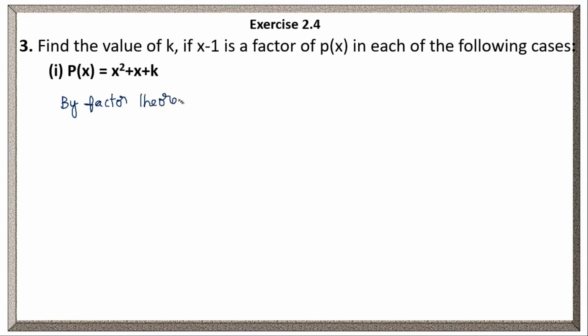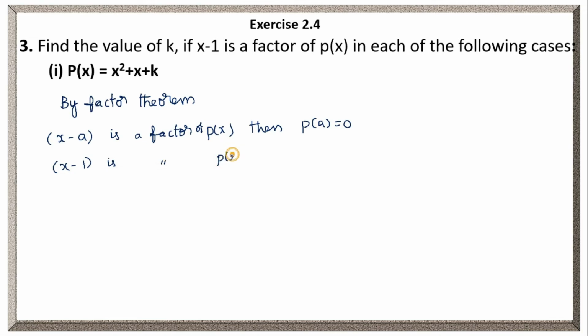By factor theorem, what we know? If x minus a is a factor of p of x, then p of a is equal to 0, right? In the same way, here x minus 1 is a factor of p of x. Then what will become 0? What is there in the place of a? Here in the place of a, 1 is there. So we can write p of 1 equal to 0.